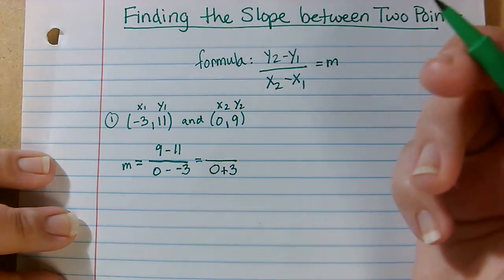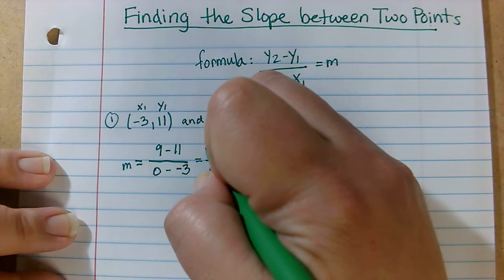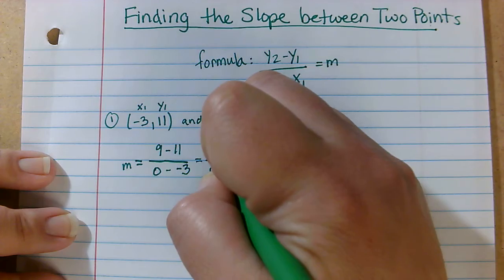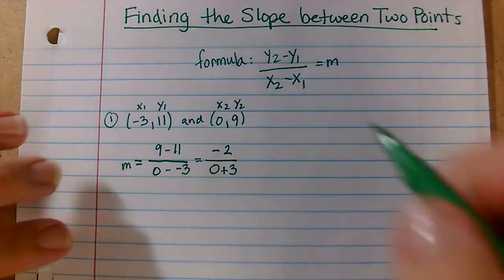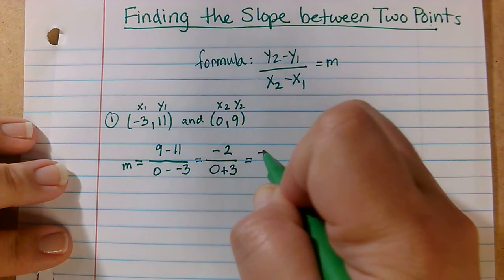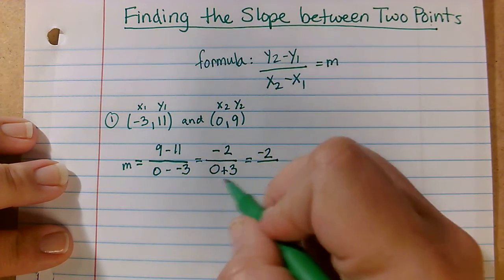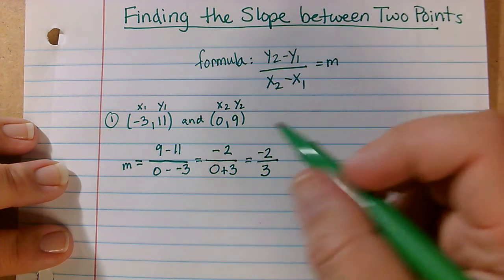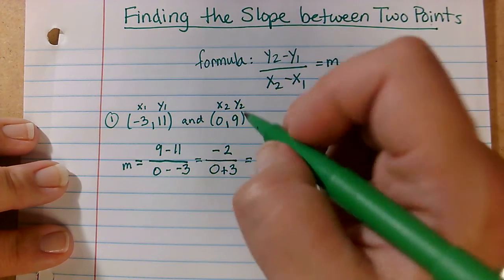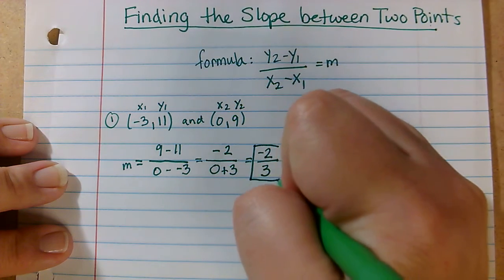9 minus 11 is -2. So I have -2 in the numerator, and in the denominator I have 3. So the slope for these 2 points would be -2/3.